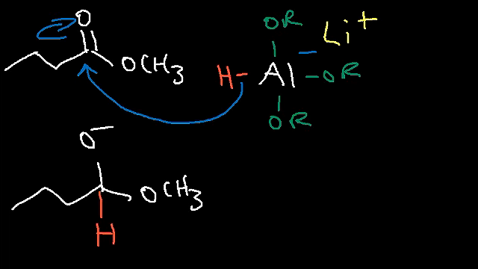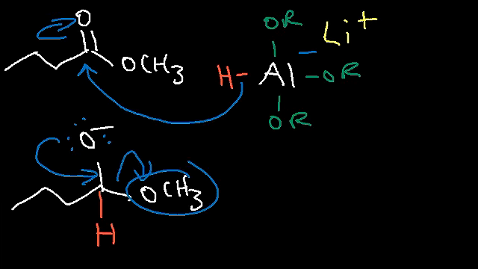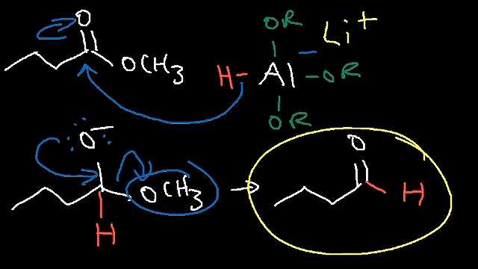And just like before, the carbonyl group is going to be regenerated by the expulsion of this leaving group. Now the OCH3 is not a great leaving group, but it can still leave. And so the end result of this reaction is an aldehyde. It stops at this level.